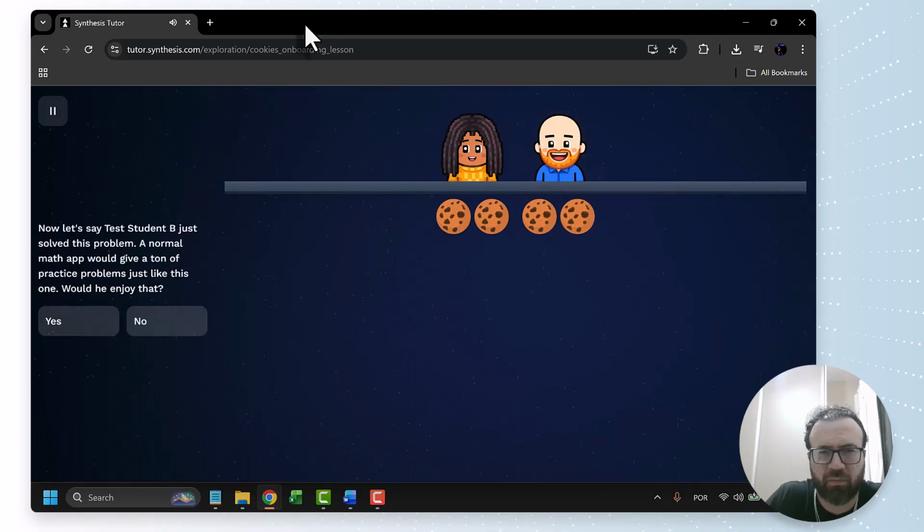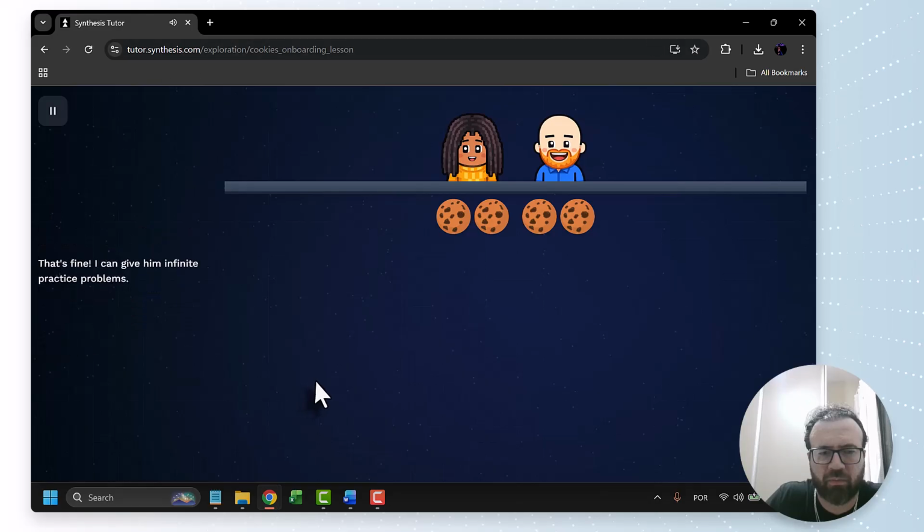Now let's say test student B just solved this problem. A normal math app would give a ton of practice problems just like this one. Would he enjoy that? That's fine. I can give him infinite practice problems. But any app can do that. What makes me special is my ability to adapt to each student. And I'll adapt for you too. So let's mix it up.